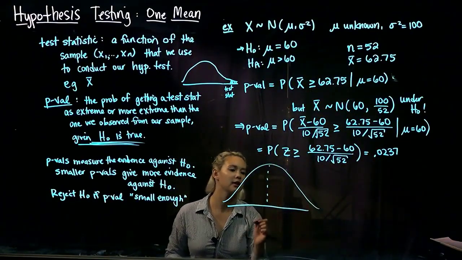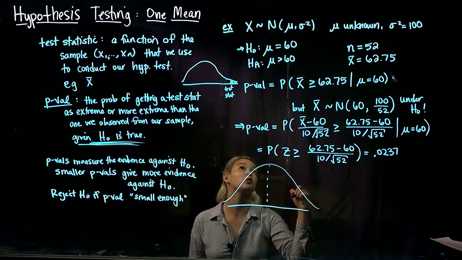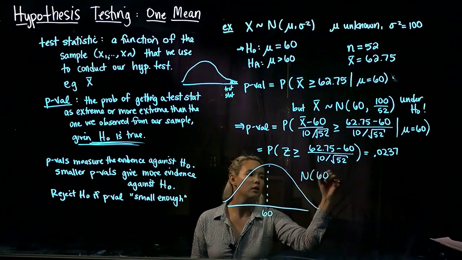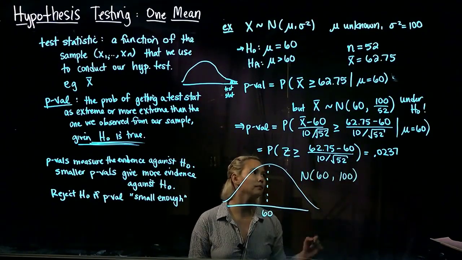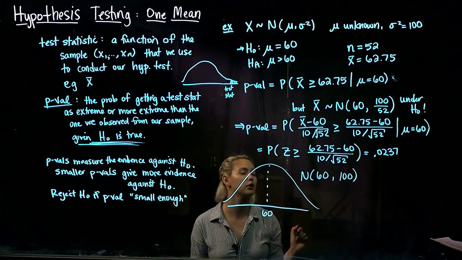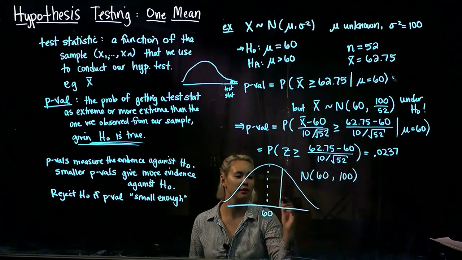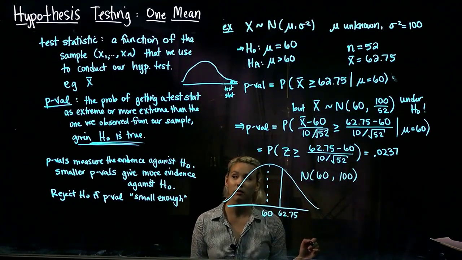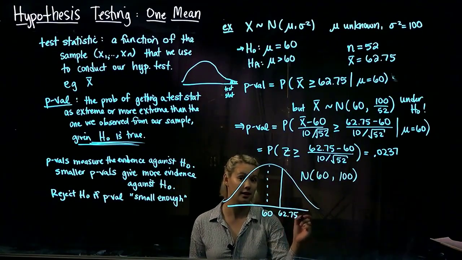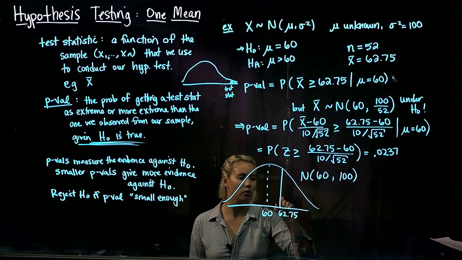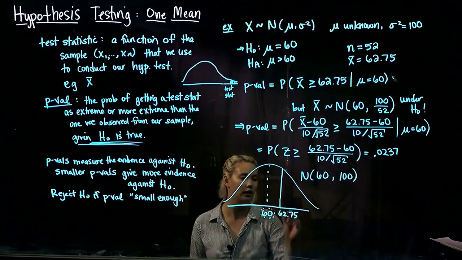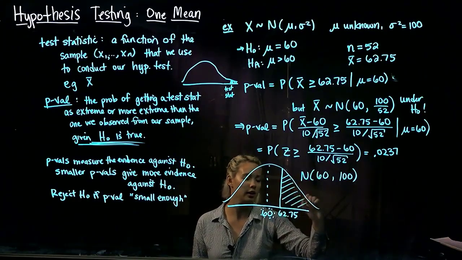So under the null hypothesis, we have this normal distribution here with mean 60 and sigma squared 100. Okay, so we go out, collect our sample of size 52, and we get a sample mean of 62.75. And then we're wondering, what's the probability of getting a test statistic, x bar, as extreme as 62.75 or more extreme? So extremeness would be moving further away from our null hypothesis value. So this shaded area here, that's our p-value.